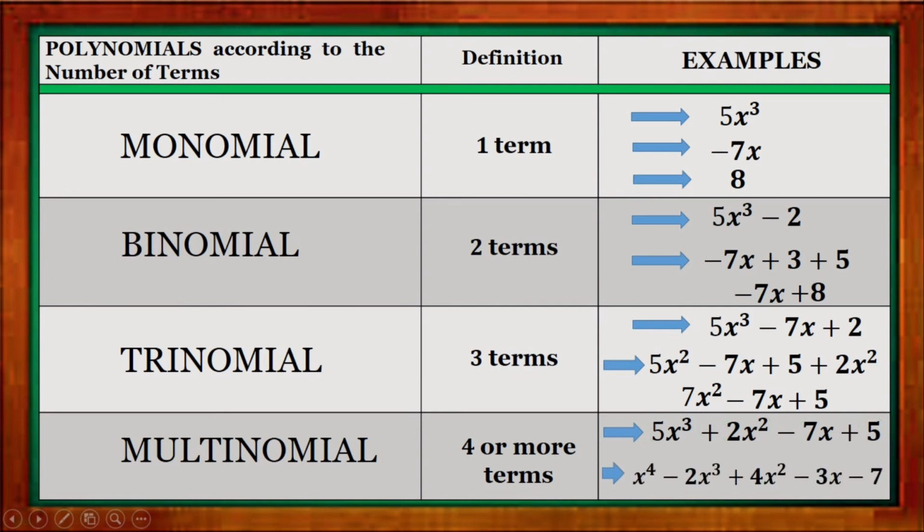Another one, we have x raised to 4 minus 2x cubed plus 4x squared minus 3x minus 7. So we have first term, second term, third term, fourth term, and fifth term. So it consists of 5 terms, which means that this is also an example of multinomial.